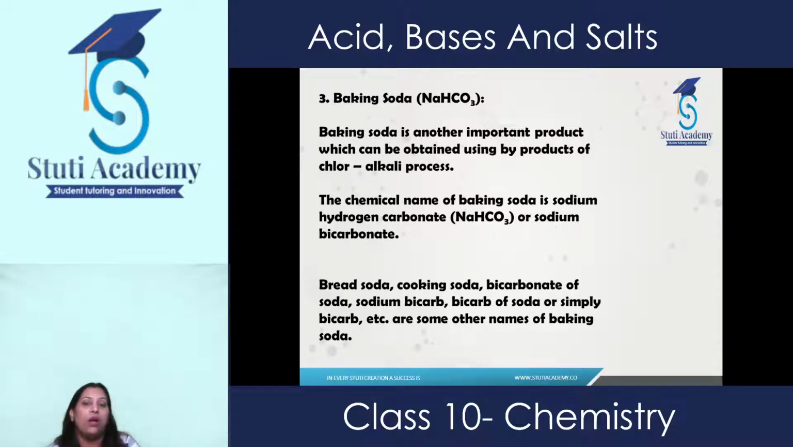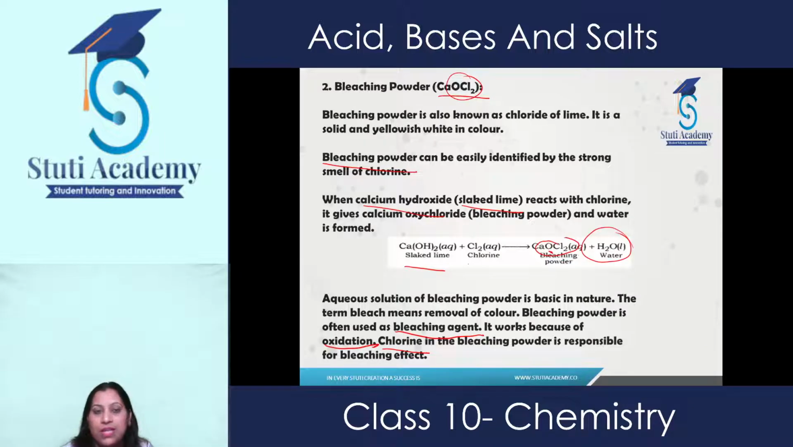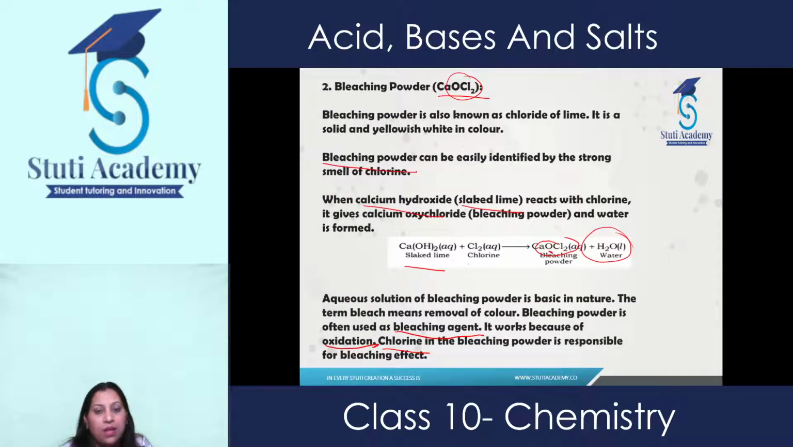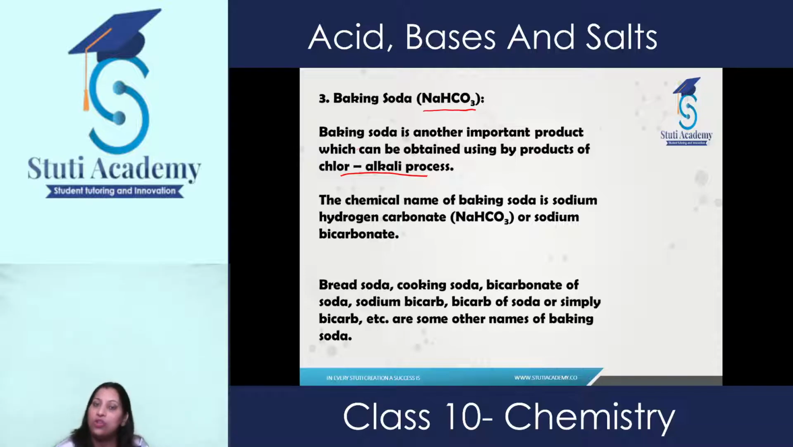Next is baking soda, or we call it sodium hydrogen carbonate. Baking soda is sodium hydrogen carbonate, which is also obtained by the chloralkali process. If you remember, in one salt also we used this chloralkali process. Do you remember that process? In the preparation of NaOH, sodium hydroxide, we use this chloralkali process. And in the preparation of baking soda also, we use this chloralkali process.